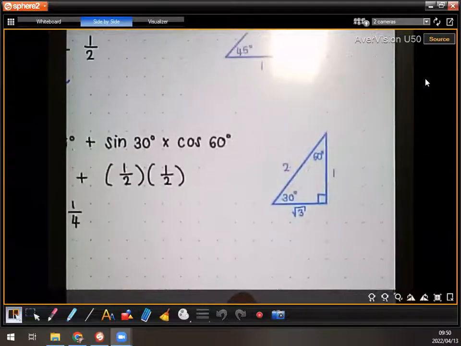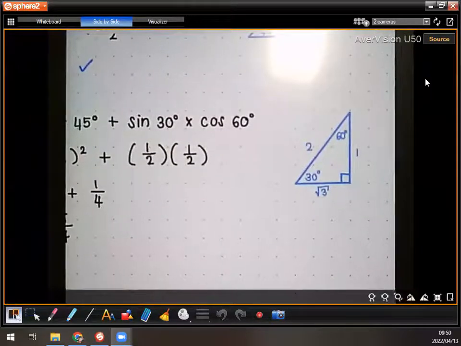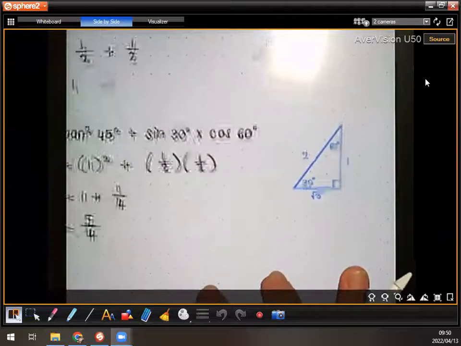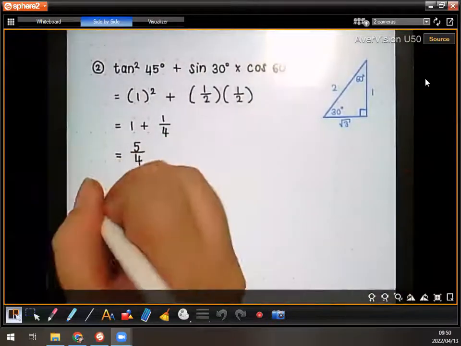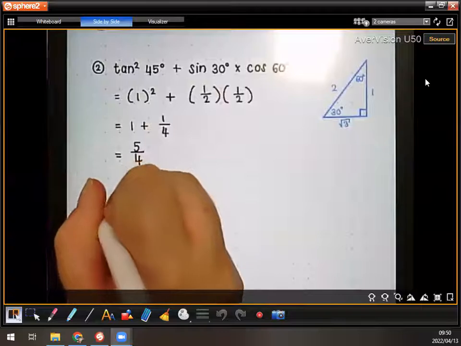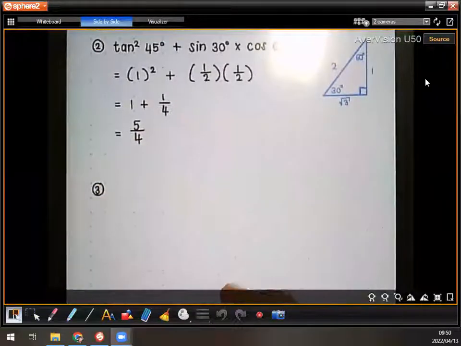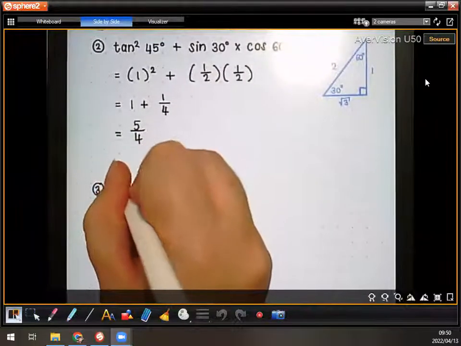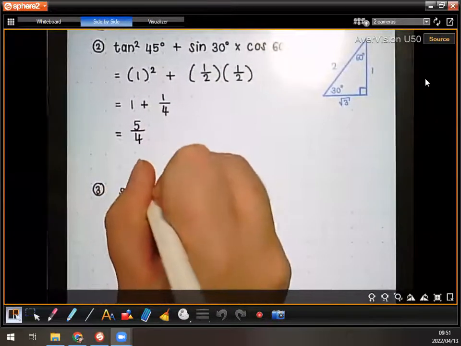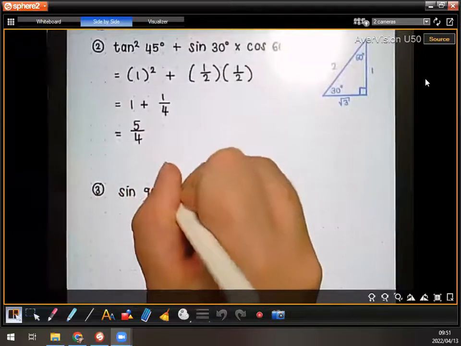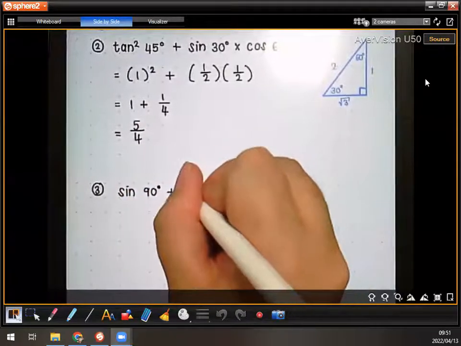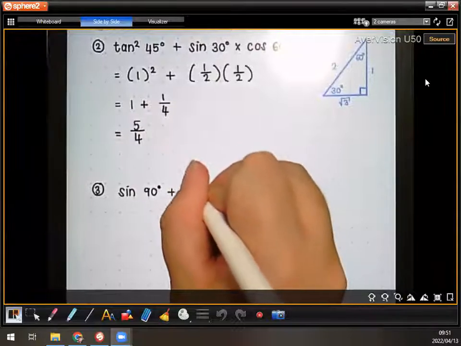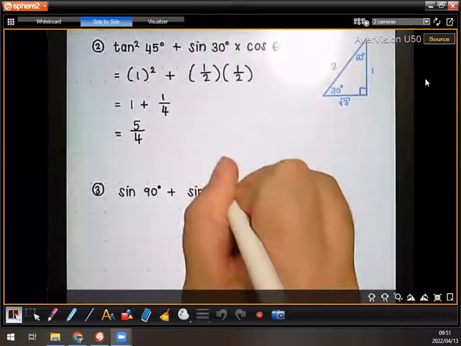You asked me to do an example of a 0 and the 90. So they can just say, for example, let's do sine of 90 degrees plus sine of 30, just a very simple one.